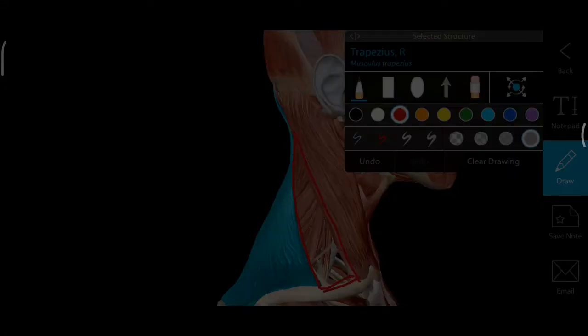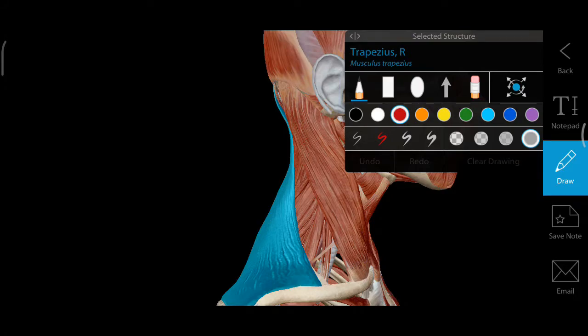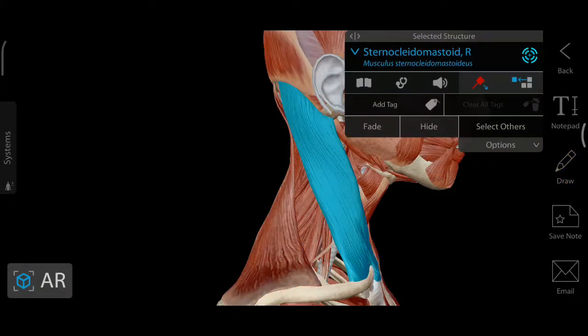Now, what forms its boundary? The selected muscle is the trapezius muscle. The anterior boundary of the trapezius muscle forms the posterior boundary of the posterior triangle. And you can see this muscle. This muscle is called the sternocleidomastoid. The posterior boundary of the sternocleidomastoid forms the anterior boundary of the posterior triangle.